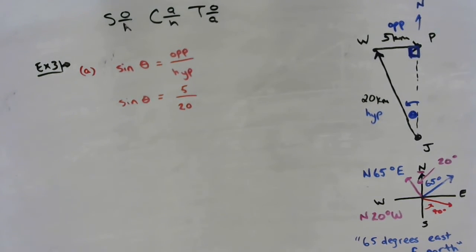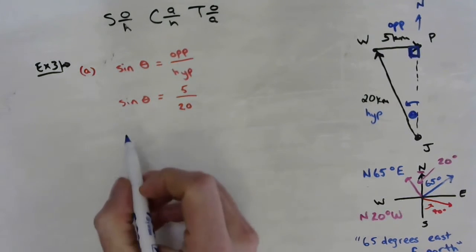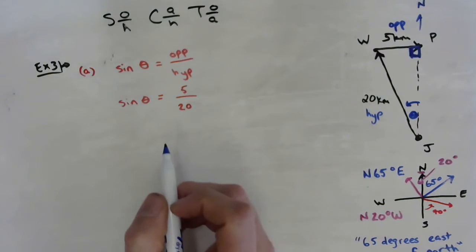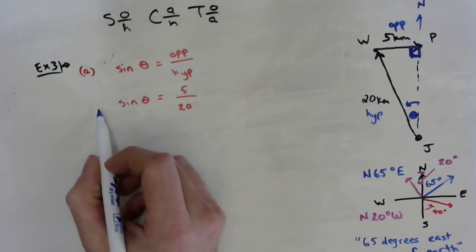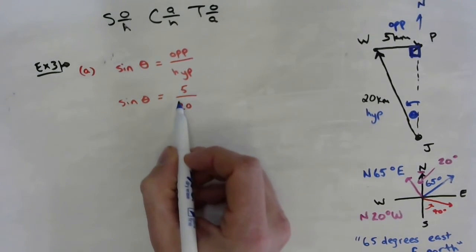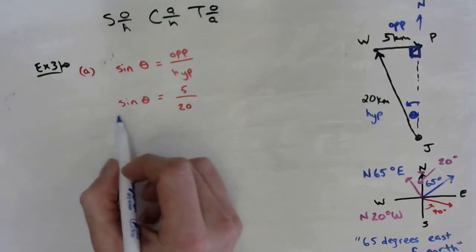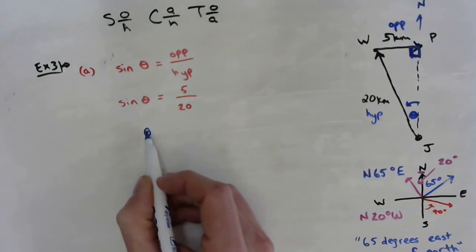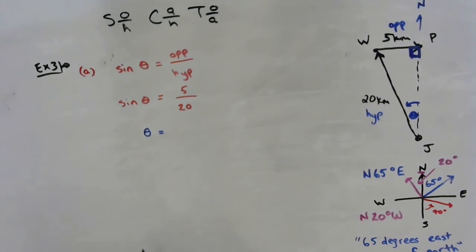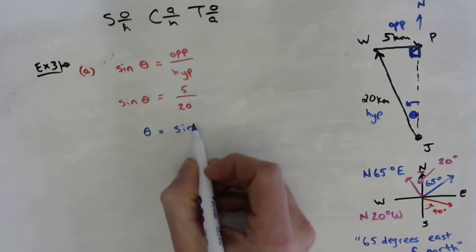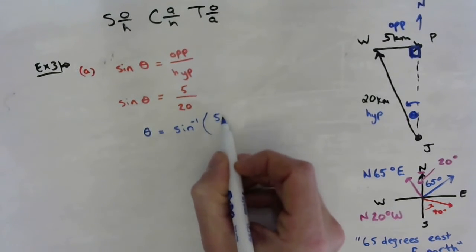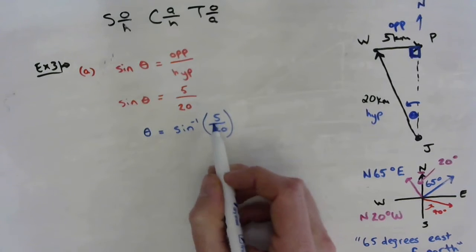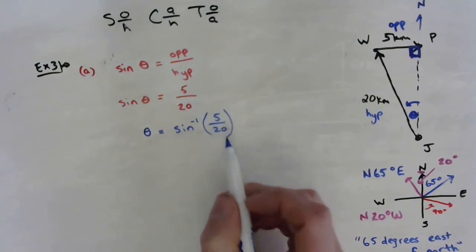I don't have to do that. Instead, what I'm going to do is right off the bat, I'm going to take the inverse sine of both sides. Okay, so I'm going to take the inverse sine of this side and this side. If I take the inverse sine of the sine of theta, what's going to be left? Just theta. And then I take the inverse sine of my ratio. And again, I can write that as 5 over 20, I can write it as 1 over 4, I can write it as 0.25.